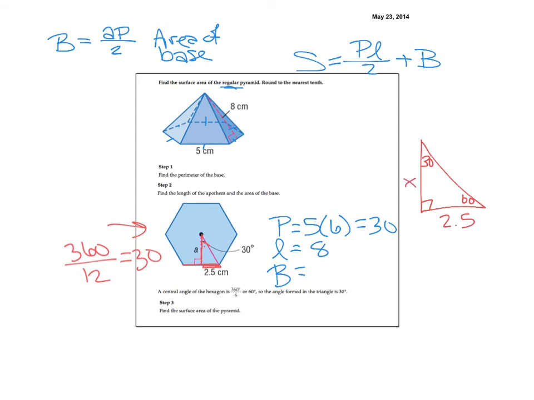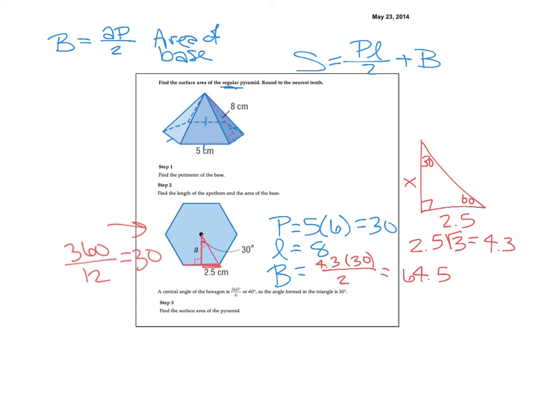We need to find the apothem here. So we're going to take 2.5 times the square root of 3, and let's calculate what that gives us. That'll give us about 4.3. So to find the area of our base, we do 4.3, that's our apothem, times the perimeter, which we've already found is 30, divided by 2. So we get 4.3 times 30, which is 129, divided by 2 is 64.5.